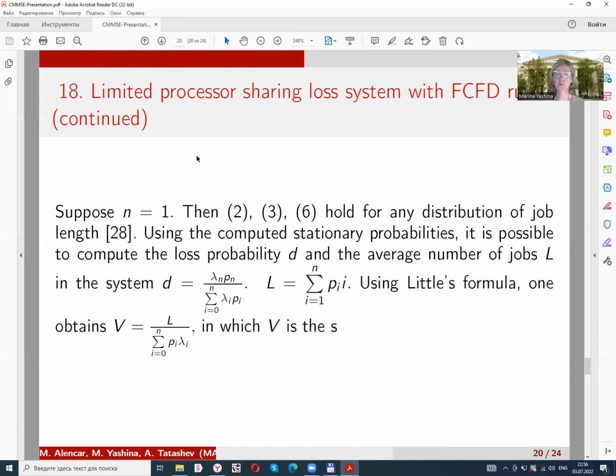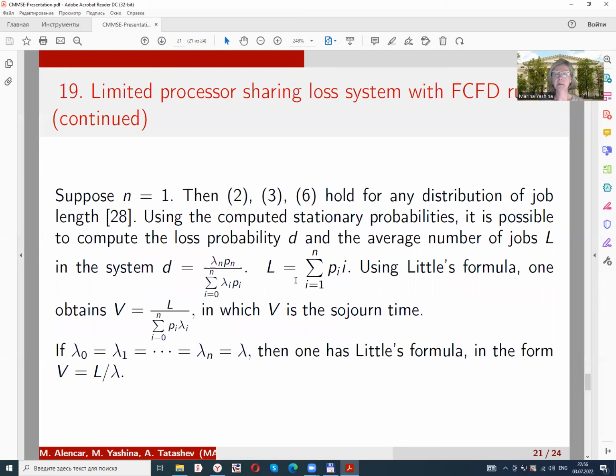Suppose n is equal to 1. Then this relation holds for any distribution of job lengths. Using the computed stationary probabilities, it is possible to compute the loss probability D and the average number of jobs L in the system. D is equal to this ratio, and L is equal to this one. Using Little's formula, we obtain this evaluation. This value is the sojourn time.